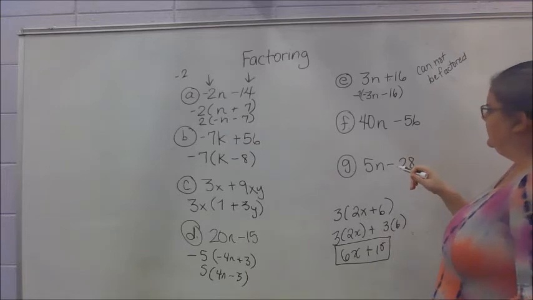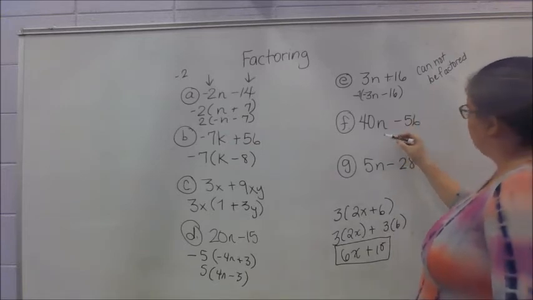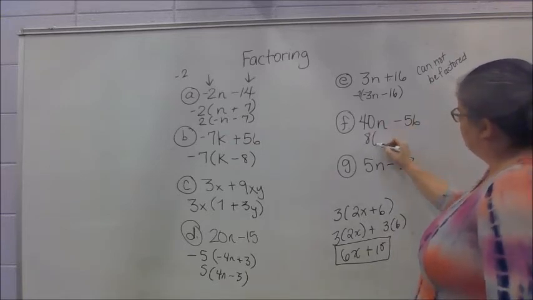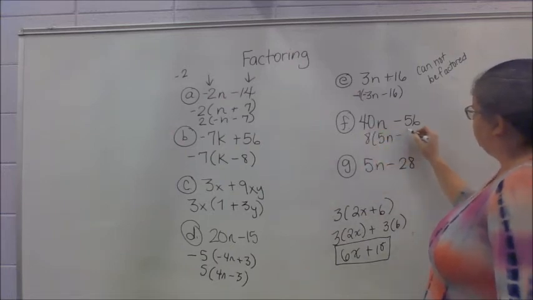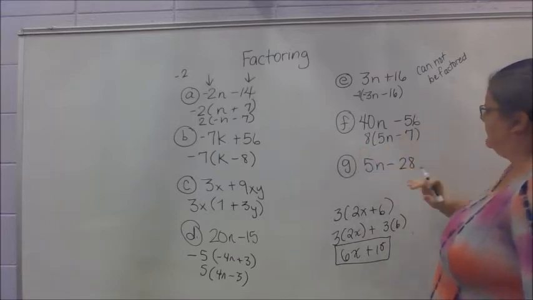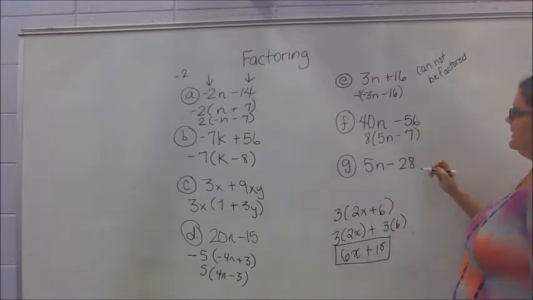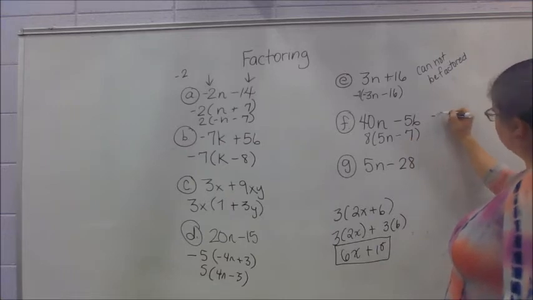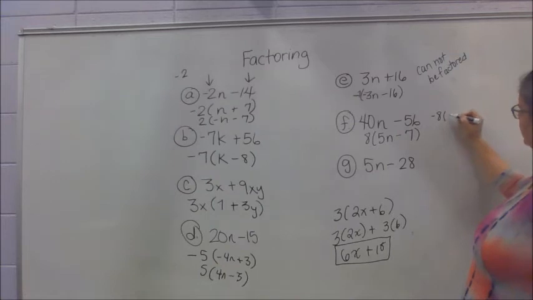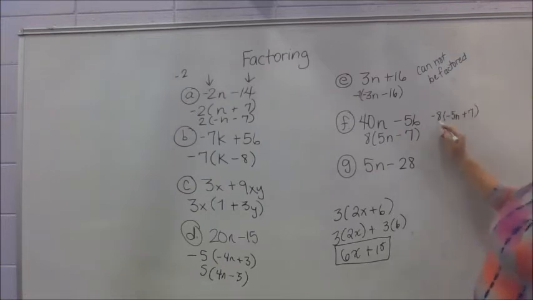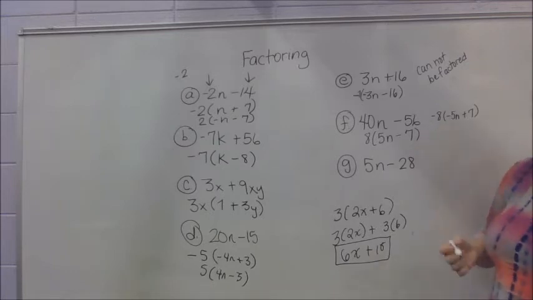Okay, so here, both of these can be factored by 8. So I have 5n because 40 divided by 8 is 5, and then minus 7 because 56 divided by 8 is 7. You could have also factored out a -8. And if you factor out a -8, it's going to be a -5n, but a +7. The -8 times -5 is the +40. -8 times +7 is the -56. So we can check that.